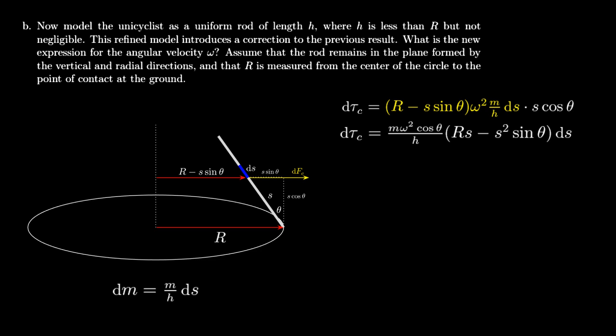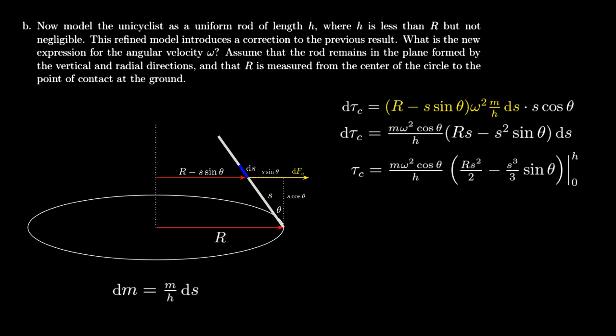And since s is the only variable here and sine theta is going to be a constant, the expression inside the parentheses is basically just a polynomial. Once we integrate this expression from 0 to h, since that's the value of s at the two endpoints, we can just use the power rule to get the integral. And once we do that, we get inside the parentheses R s squared over 2 minus s cubed over 3 times sine theta, and we're evaluating this from 0 to h.